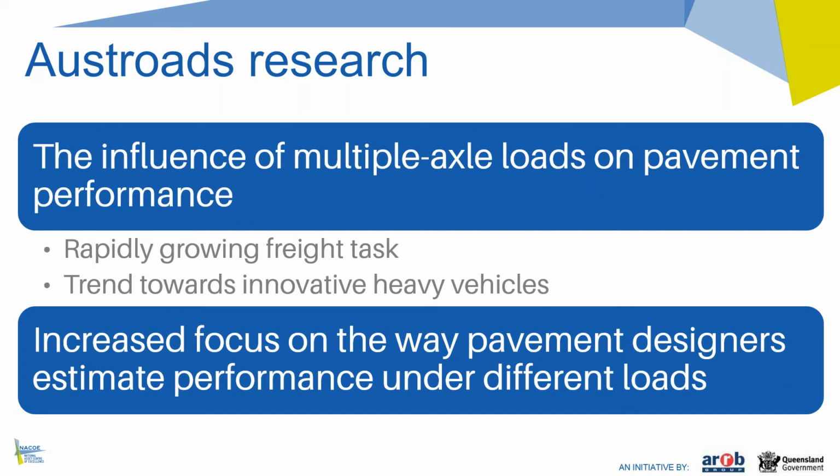In about 2010, Austroads recognised the need to improve the way axle group loads are modelled in assessing their influence on pavement performance. This was in response to the rapidly growing freight task and trends towards innovative heavy vehicles, often with heavier axle loads or different axle configurations to conventional vehicles. Those issues were leading to increased scrutiny in the way that pavement designers are estimating pavement performance under different loads. So this led to a fairly substantial Austroads research project, which is what I'll be talking about some of today.